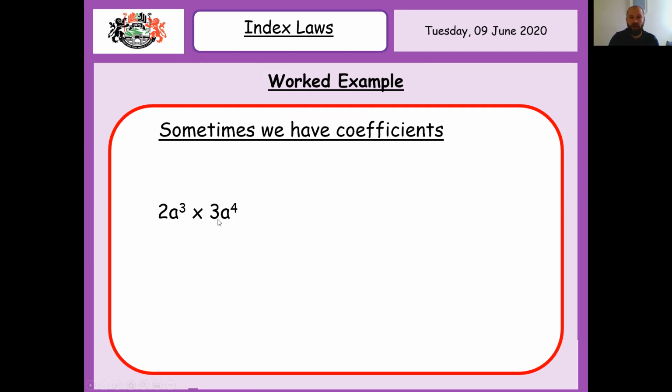Because of that, we've got to deal with the coefficients. And we're simply going to do what it tells us. Here, it tells us we're multiplying, so we're going to multiply them together. So we're going to multiply our coefficients, and then we're going to apply the algebra rule where we're going to add the powers. So here we do 2 times 3, and then we do a cubed times a to the power of 4, which means we add the powers. And we end up with 6a to the power of 7. 2 times 3 gives us the 6, and then we add the powers for the a value.